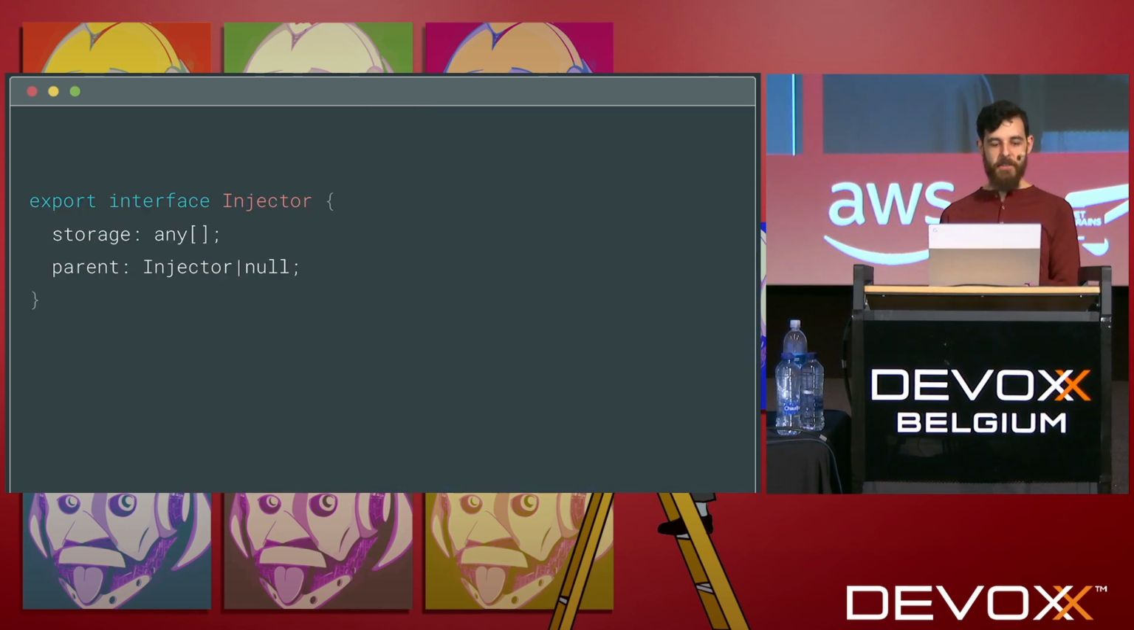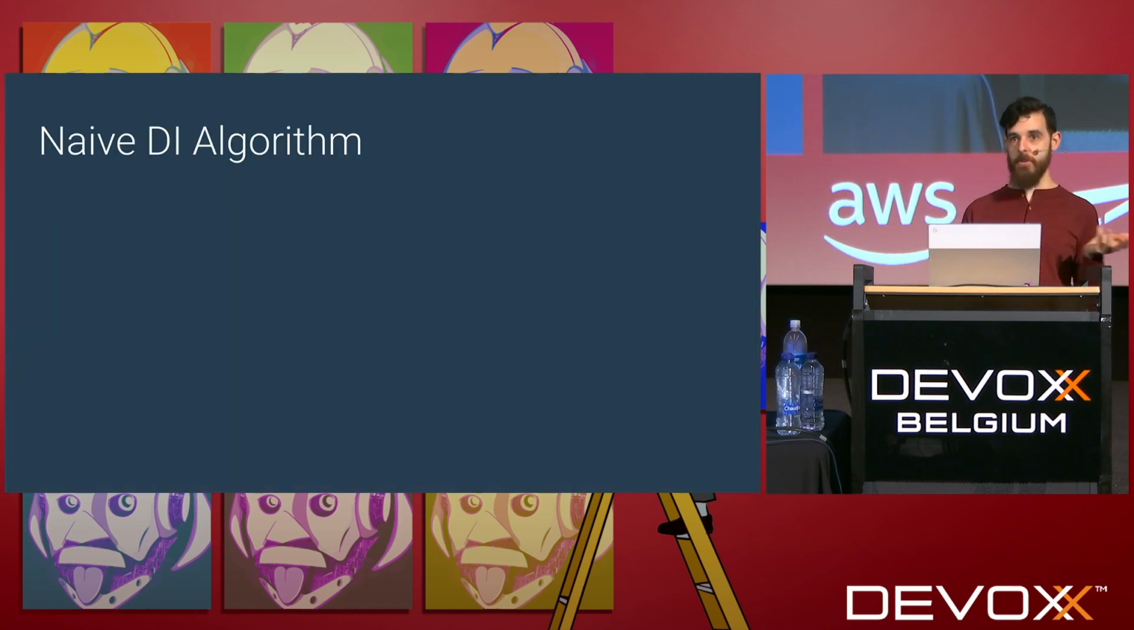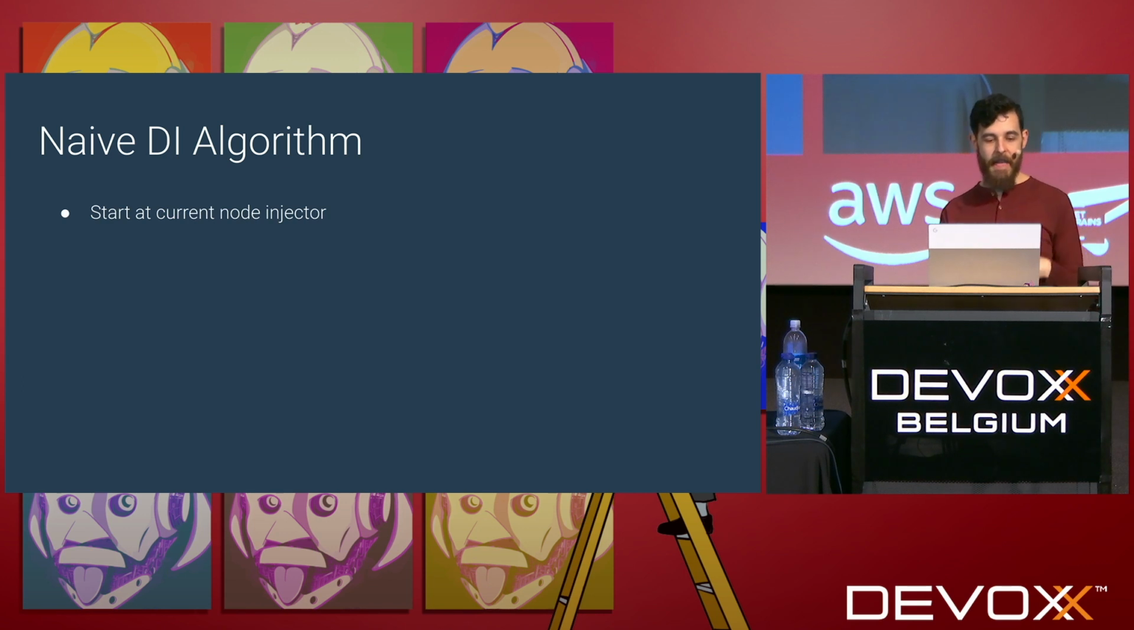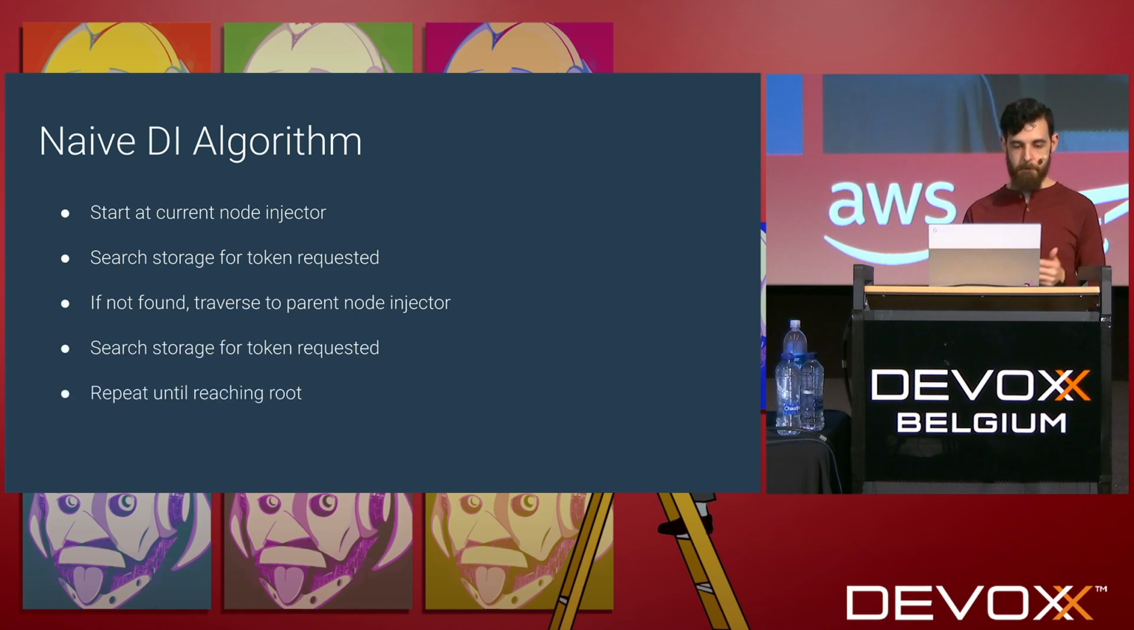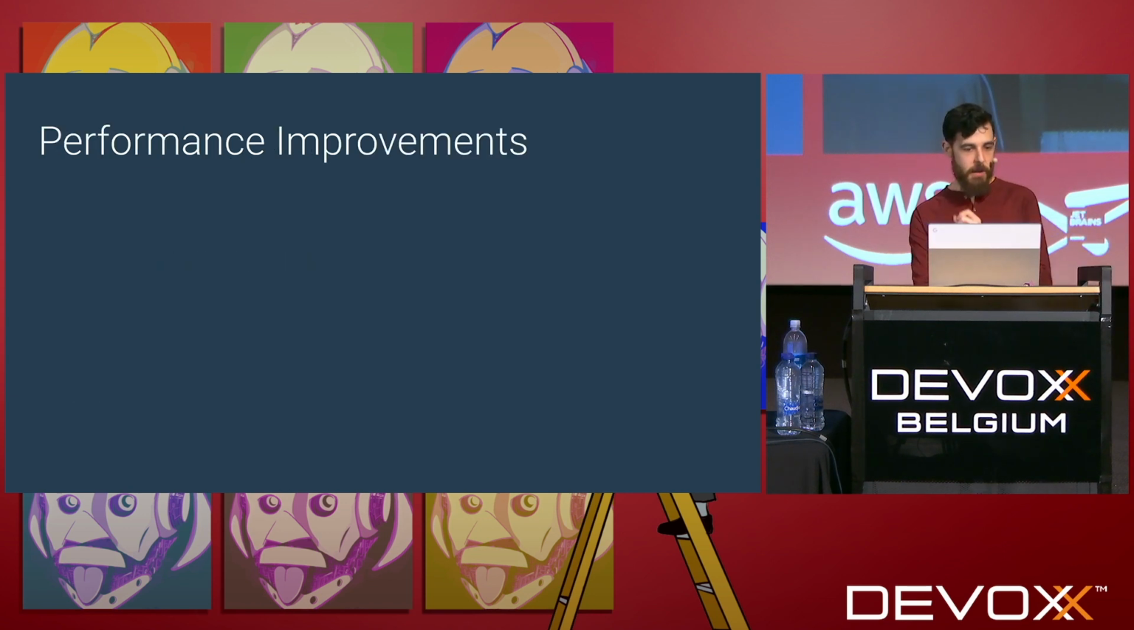And you can imagine maybe a simplified version of each node here acting as an injector where it has some array of tokens, right? Some array of things that it's providing. And it has its parent, right? A reference to the parent, so you can traverse up the tree. A naive approach to doing this dependency injection might be to start at your current node injector, search for the token. If it's not found, you go to your parent, and you just repeat that. And there's actually some opportunity for improving the performance of this.